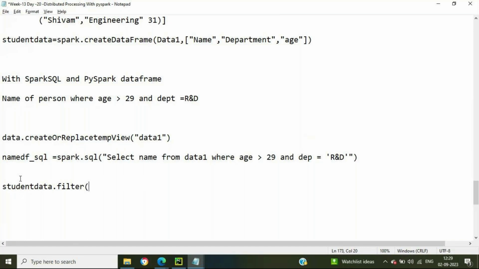Okay. So student data dot filter, and we can have the filter based upon the age column, greater than 29, and the filter column department, which department we want, equal to R&D.